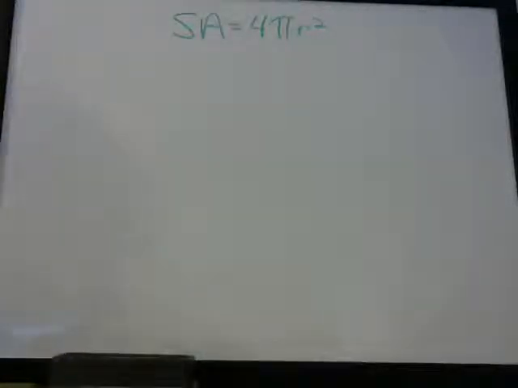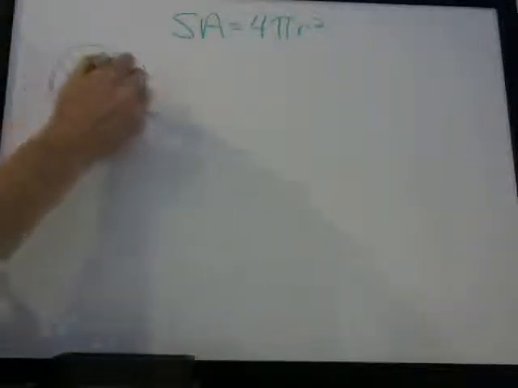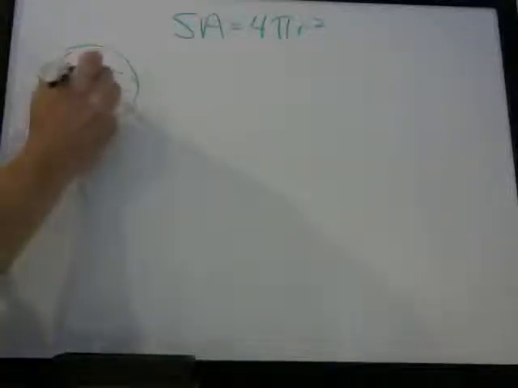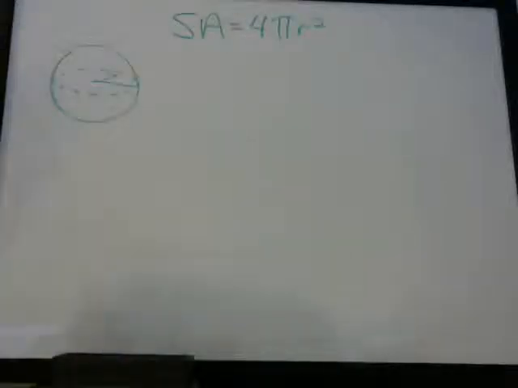Remember, diameter is from one end to the other going through the center. So the radius is half the diameter. So if we were given a problem where we have a sphere, we can kind of draw the center of the sphere just with dotted lines. And we're told that the radius is 3 inches. What is the surface area?